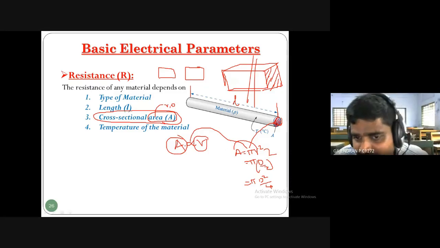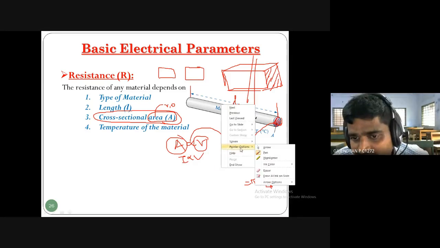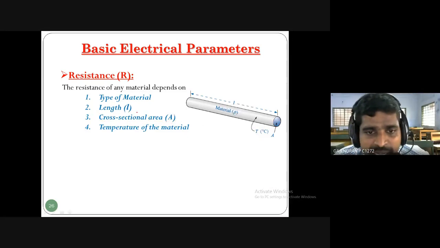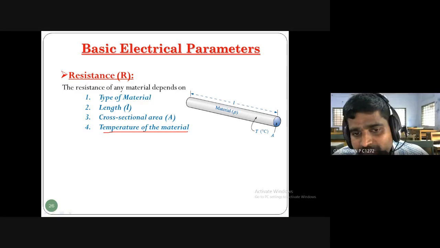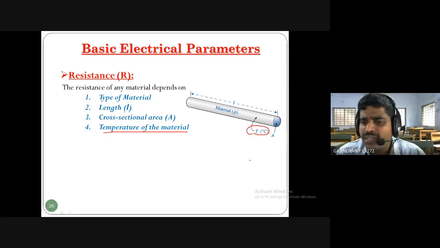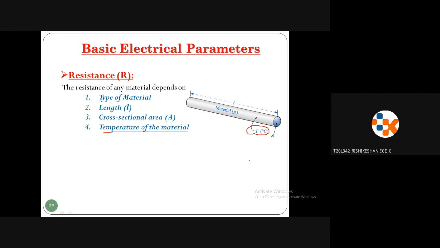We have already studied relations like this: I is directly proportional to V. Here we are going to use some other concept. Area I know, length I know. Then temperature: all the time we will keep the temperature constant. How to keep it constant? All the time we are speaking of room temperature.